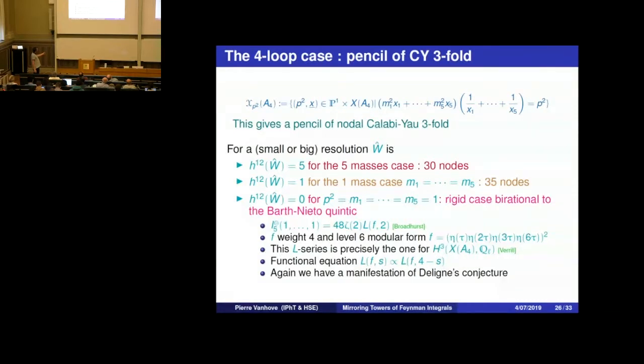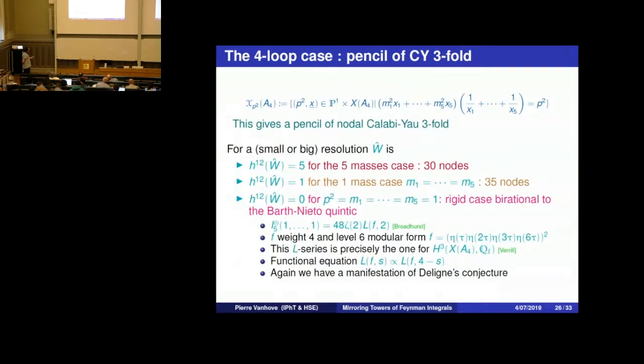And what happens is that when all the parameters are the same, which is the case of the period I mentioned, then you get 0, and you get something that is birational to the Barth-Nieto quintic. Then it happens that the Feynman integral, as Broadhurst discovered by numerical experiment, is 48 zeta 2 times the L function, evaluated at s equal 2, where the modular form that comes in is a weight 4, level 6 modular form, and there's a square, okay?